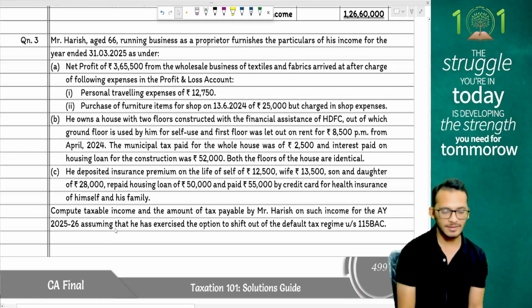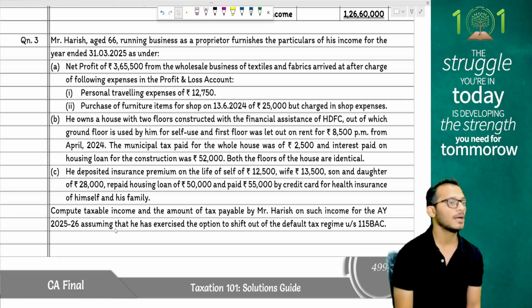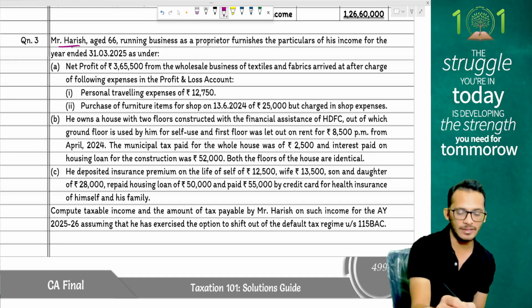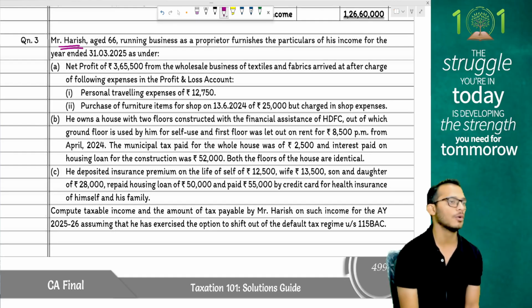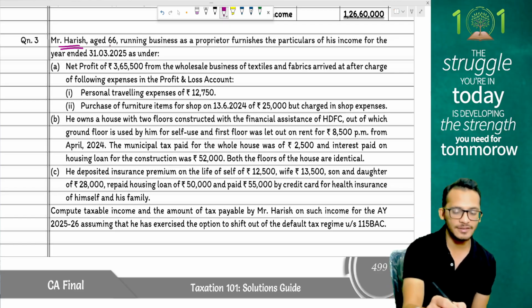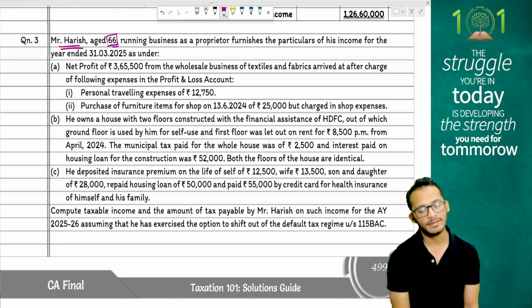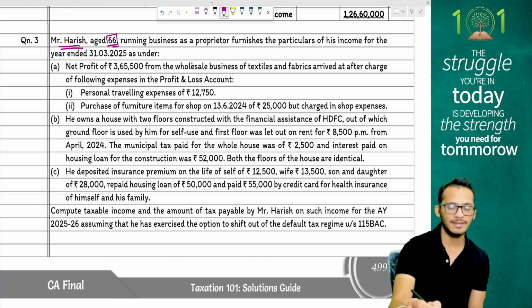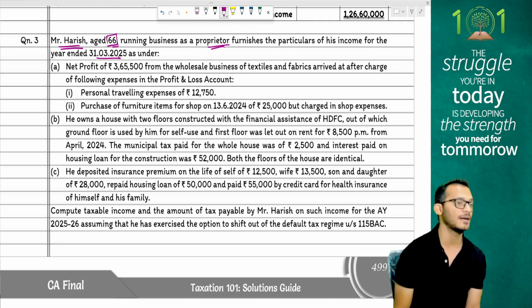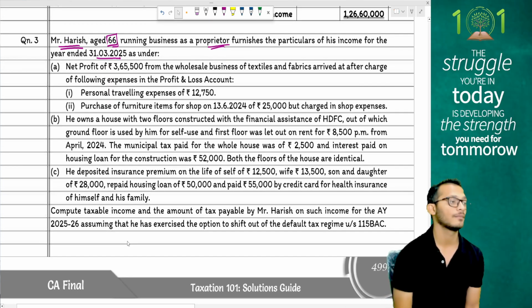Question number 3. The thing is going to change a little bit here. Focus on the question. Until 1 and 2, we were talking about companies. Question number 3 says Mr. Harish. We are now going back to an individual. Mr. Harish is age 66, a senior citizen. The person is running a business as a proprietor, furnishing the following incomes to you on 31st March 2025.